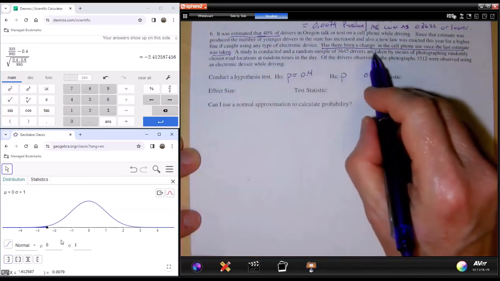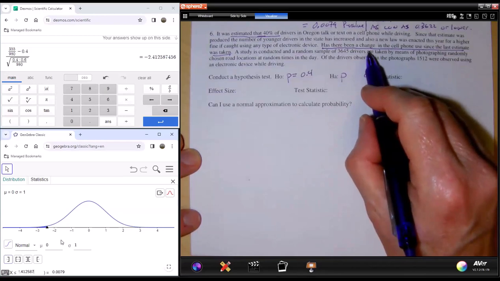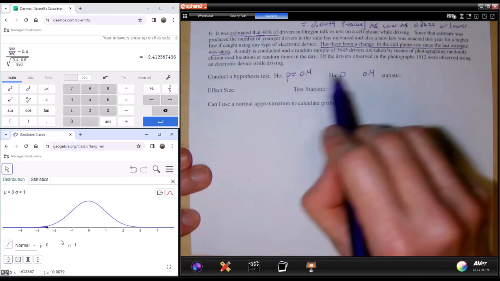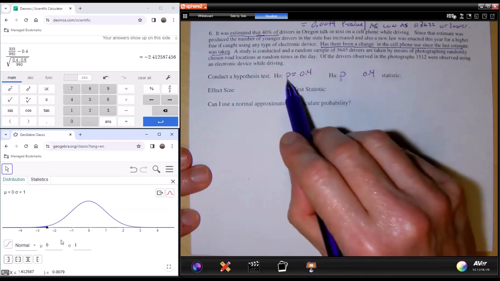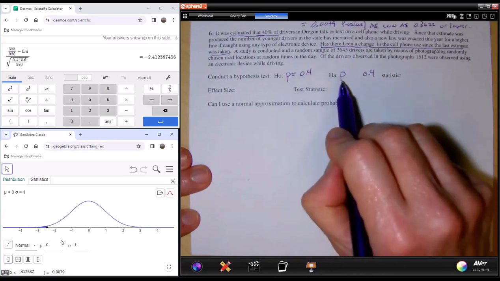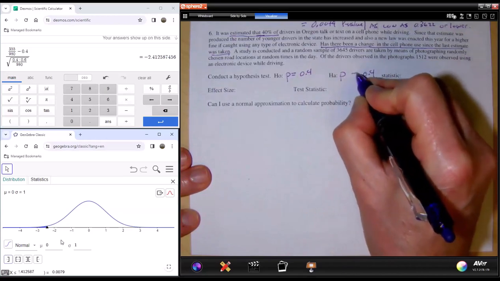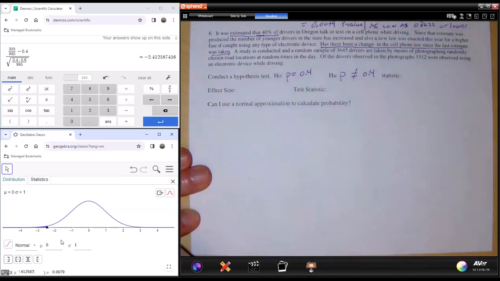A change doesn't imply any direction. Maybe the law has caused this value to go up. Maybe the law has caused this value to go down. Maybe it's remained completely unchanged. The law hasn't done anything. But a change doesn't imply direction, so this is going to be a two-sided test.